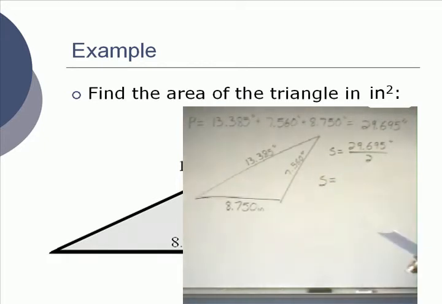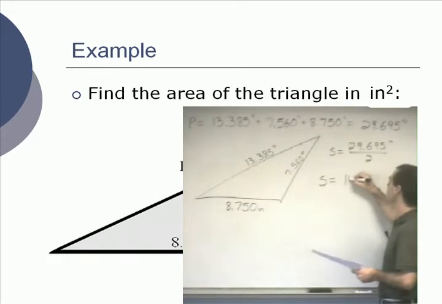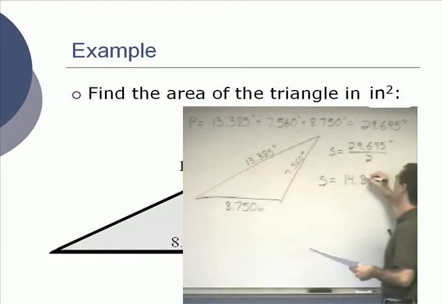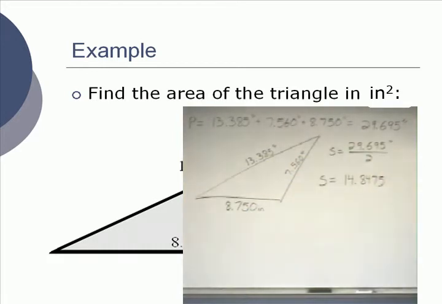And if we take that and divide it by 2, we get, and we're going to leave plenty of sig digs here. We'll just leave extras and round off at the end, 14.8475. Okay, now we can proceed and use the formula for area, now that we know what our S value is.